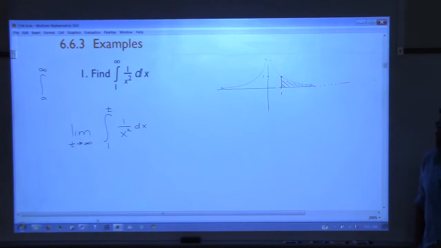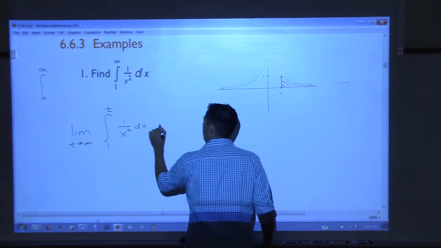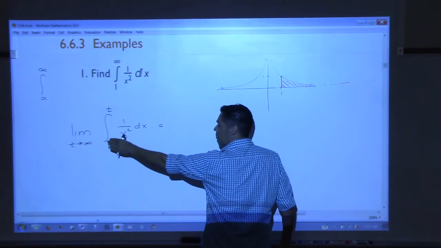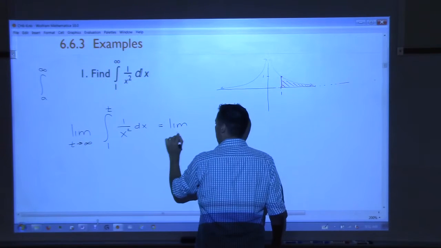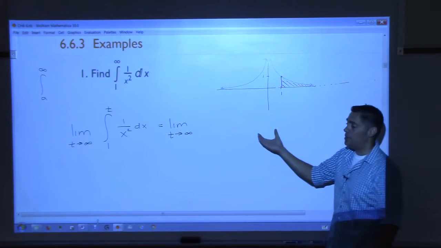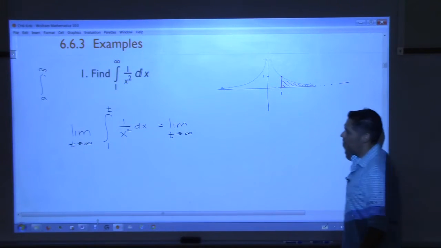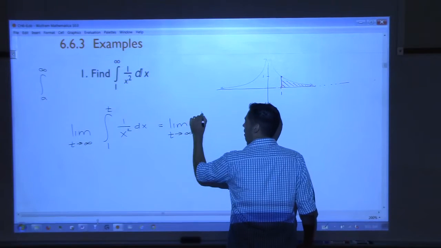Now you get to take the antiderivative, don't you? Now, the limit is still out here, right? So I'm going to write it down because I have not let t go to infinity yet. And I will always write the limit. I will continue to write the limit until I actually let t go to infinity. So yes, I'll have to write a lot of stuff. All right, so there we go.